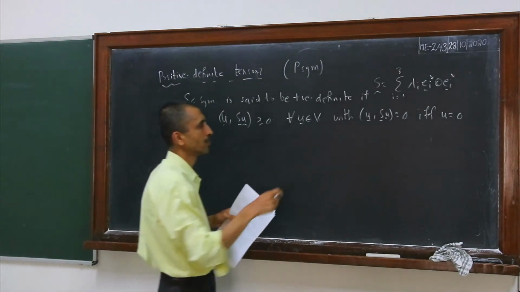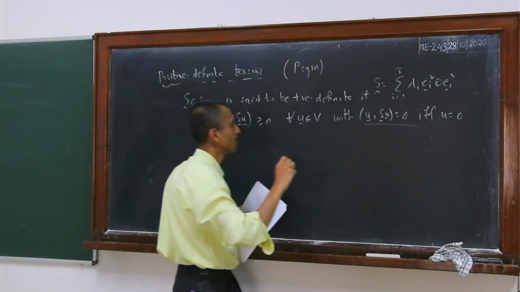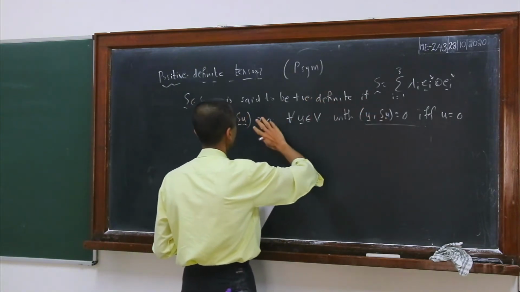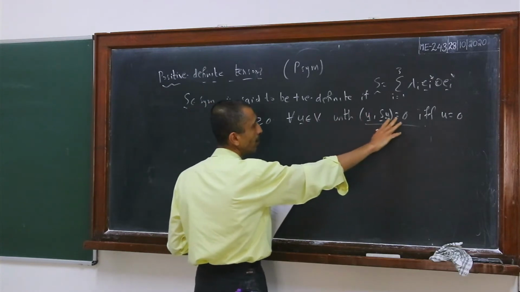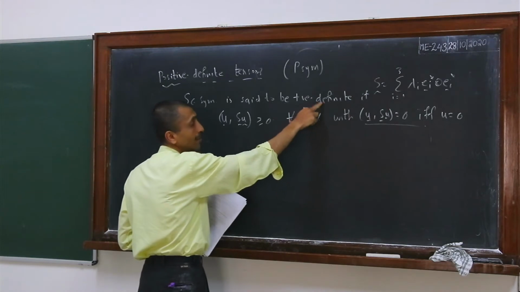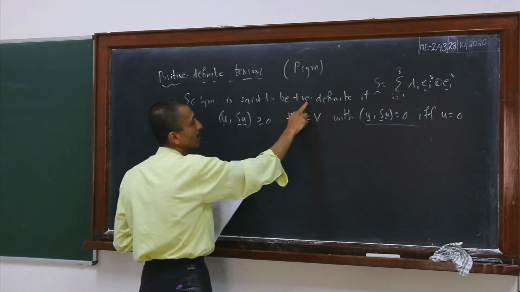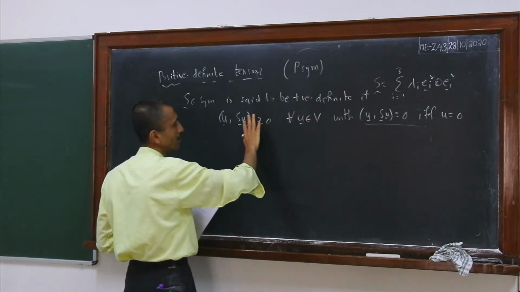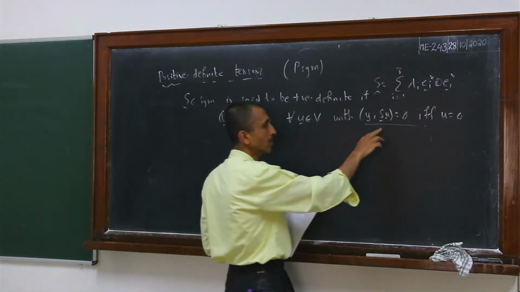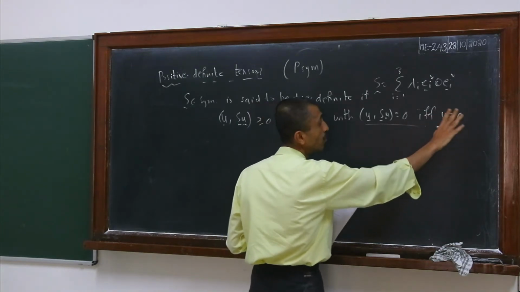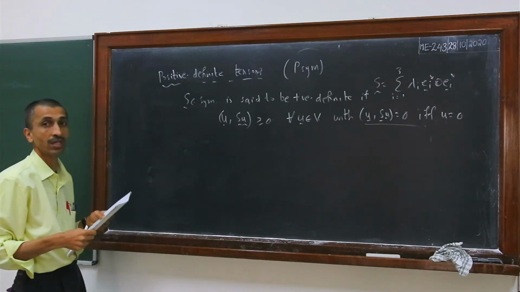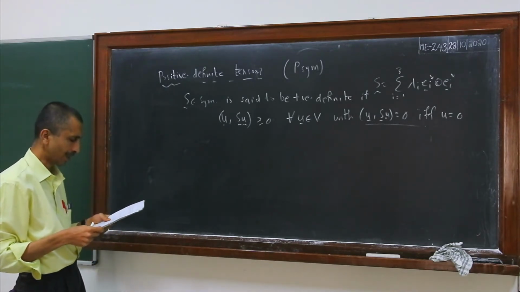So this part is also very important. Suppose you drop this particular condition, so that it is just greater than or equal to 0 for all u, but we don't insist on the other condition. Then it is said to be positive semi-definite. That means you can have u comma Su equal to 0 even if u is non-zero. In that case, we will say that it is positive semi-definite instead of positive definite.